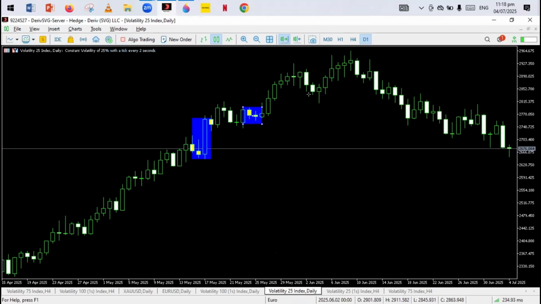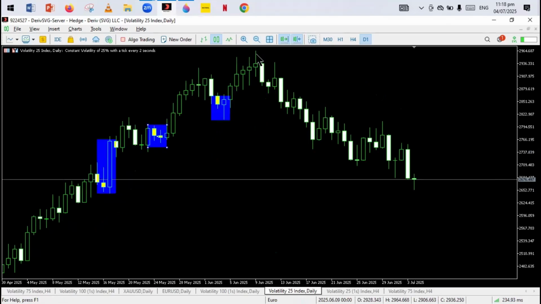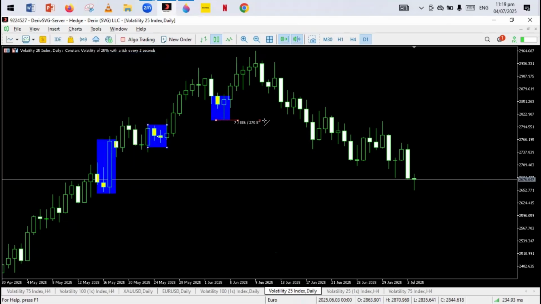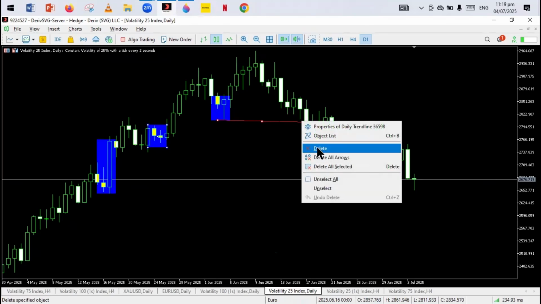What did we have there? We have a tweezer bottom, because the bodies of the candles are the same. And then we're trending downwards. Following our strategy, which is the SMC strategy, we need to break structures to the downside. So now we are in a downtrend.